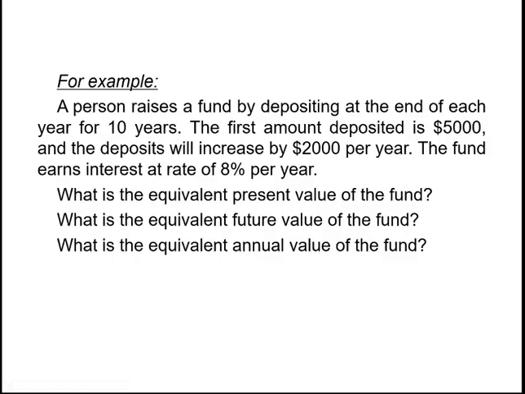Now we study the examples for the arithmetic gradient. A person raises a fund by depositing at the end of each year. The first amount deposited is 5,000, and the deposit will increase by 2,000 per year. The fund earns interest at a rate of 8% per year.